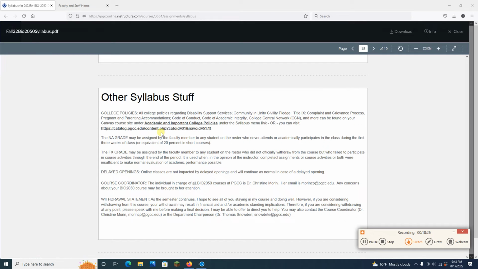Make sure that you turn in stuff during the first 3 weeks of class. If you don't turn in anything during the first 3 weeks of class, I am required to give you what's called an NA grade. Hopefully no one gets an FX grade. That's academic dishonesty. That's somebody who didn't withdraw but didn't participate either. Anyway, we're not going to be affected by delayed openings.